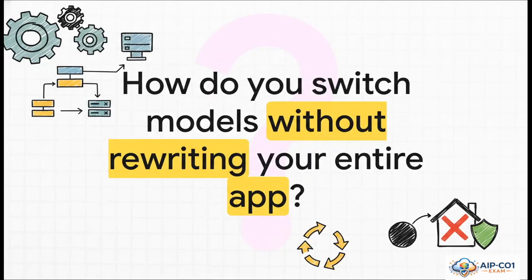I mean, this is a classic developer nightmare, right? You build your entire application around one specific AI model, and then 6 months later, a brand new one comes out that's faster, cheaper, and better. Do you have to tear everything down and start over? Well, the answer should be a resounding no.